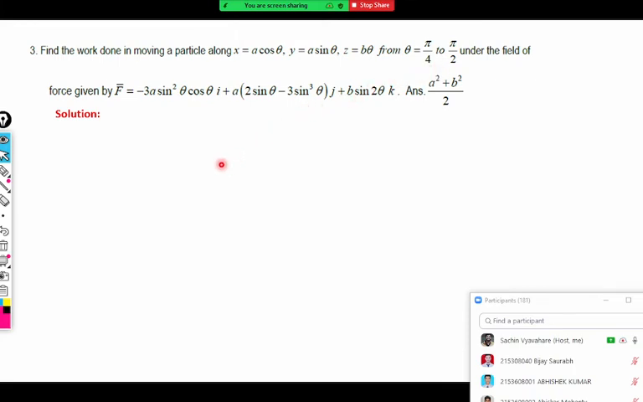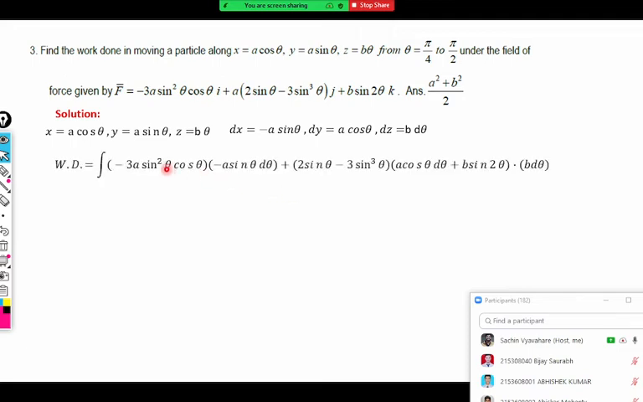So start with the formula. First of all, the values of x, y, z are given. Therefore, we can compute the values of dx, dy, dz. From x we write dx, from y dy, and from z dz, which is just b d theta. Now we replace these values in the formula of work done, the integral of F1 dx plus F2 dy plus F3 dz. So this is F1, and F1 is taken from here. This is F1 dx. F2 is taken from here.